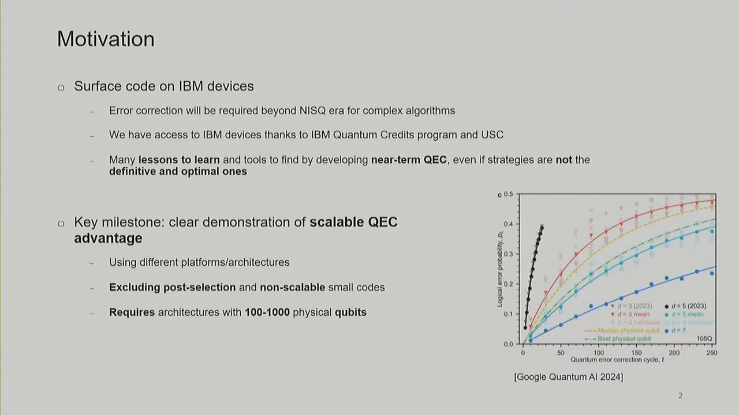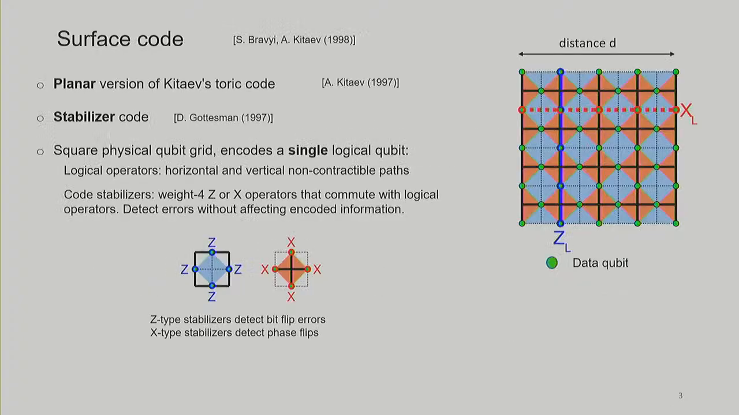And in order to do this, we need a number of physical qubits in the devices which ranges in the order of hundreds or thousands of physical qubits. We chose the surface code, which is the planar version of the Kitaev toric code, because it's really simple and has a good performance, which means that it's interesting for near-term devices.